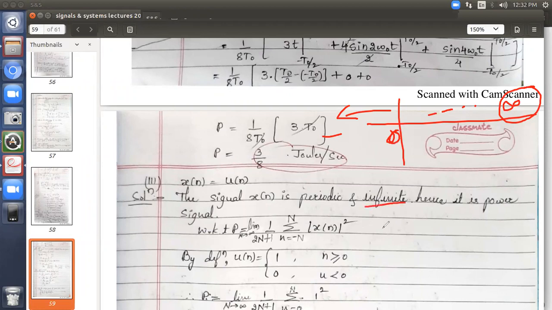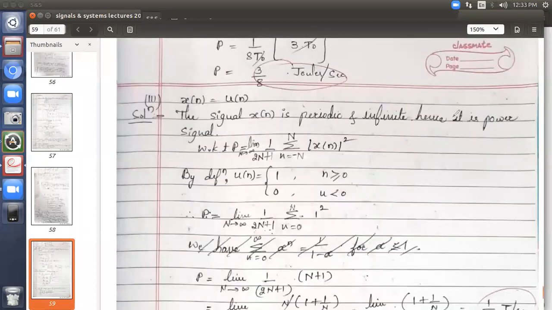It is an infinite signal, and if you observe the amplitudes, 1 1 1 1 like that, all the amplitudes are 1, so it is repeating. The signal is repeating and the signal is infinite, but the condition is that it is from 0. So let us try to calculate the power, because we can say that it is a periodic signal. Repetition is also there, it is infinite also. So it is a power signal. Go for the power calculation.